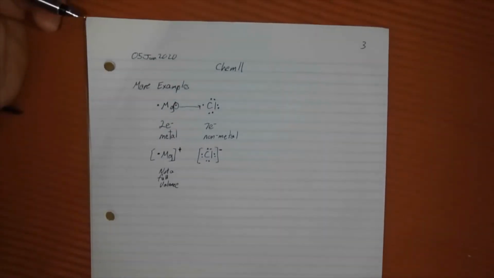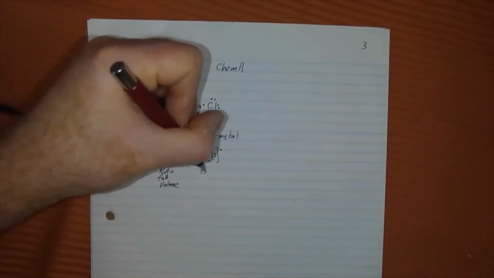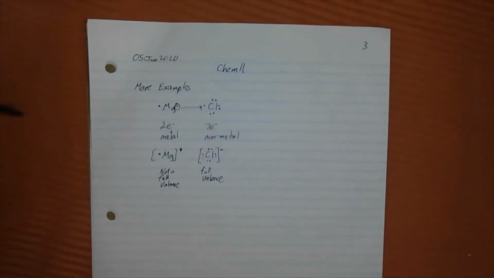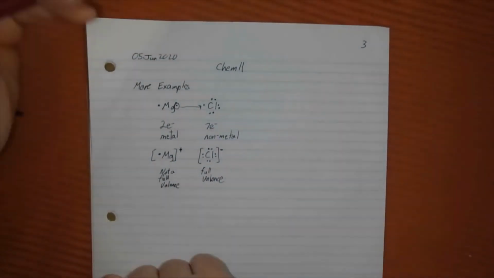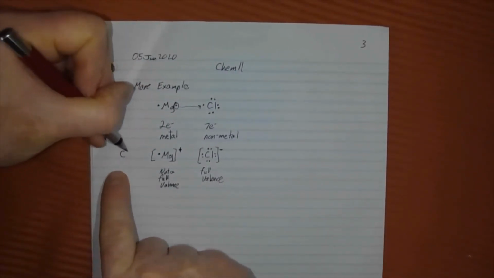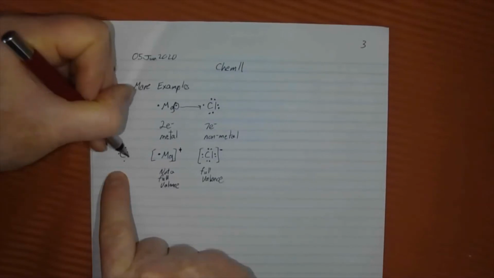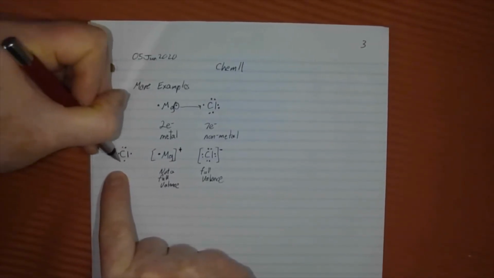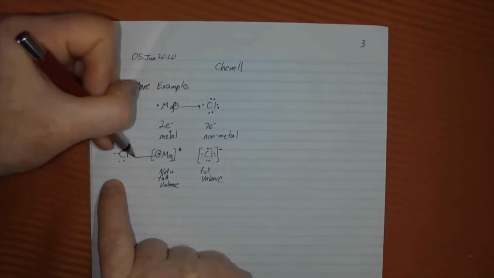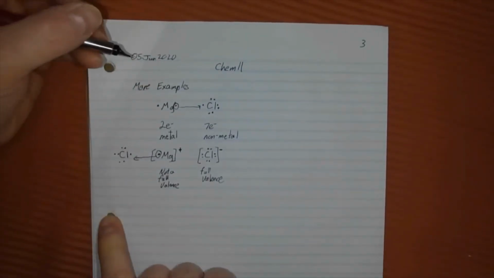Does chlorine, this one, have a full valence? Yes, full valence. Do you think you're going to stop there? No, it wants to get rid of this electron. So what we're actually going to have is another chlorine with 7 electrons. And what happens is this electron gets shifted over to that.